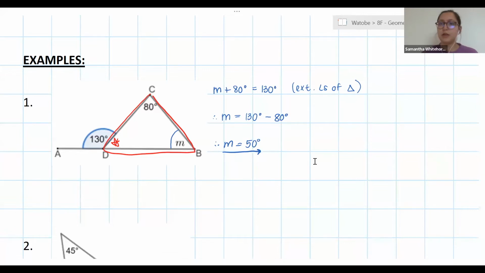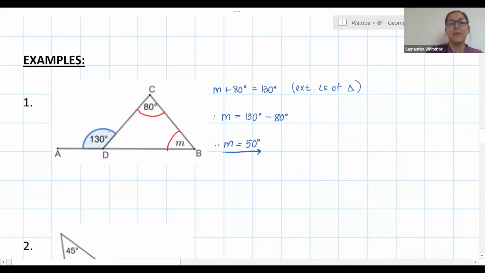Right. Nomi, what is your question? Hi, ma'am. Ma'am, I'm wondering why the reason is exterior when the angles are inside. Okay, so the reason I'm using exterior angles of a triangle is because I know that this 80 plus M has to give me the angle outside the triangle. And because it's the angle outside the triangle, I use exterior angles of a triangle. Oh, okay. Thank you, ma'am.